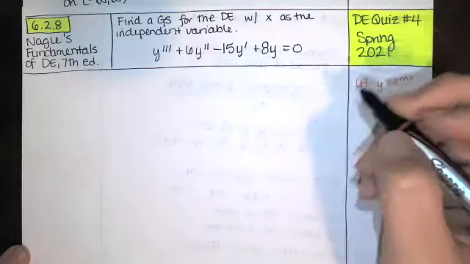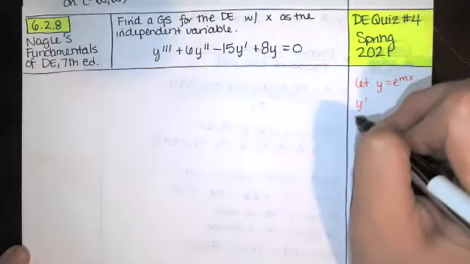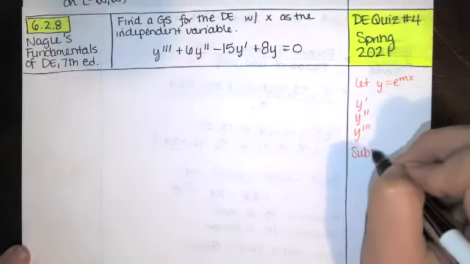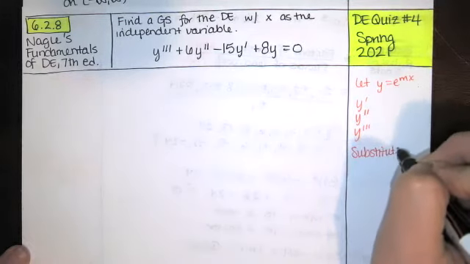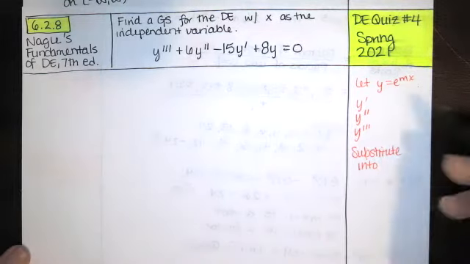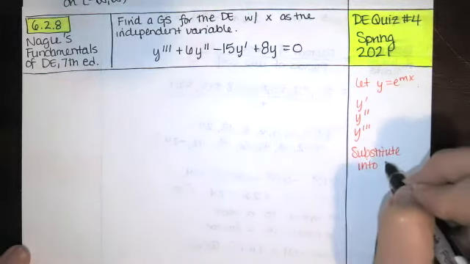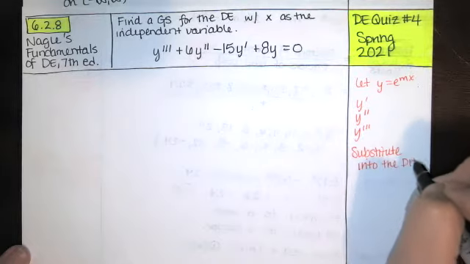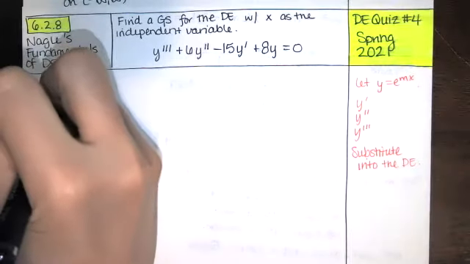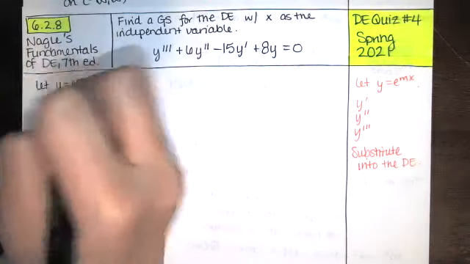So to find the values of m, we take the first, second, and third derivative, since it's a third order equation, and then we substitute into the differential equation. That's going to lead to an algebraic equation involving m that must be satisfied if y equals e to the mx is a solution to this equation. That's the plan. So let's start by letting y equal e to the mx.